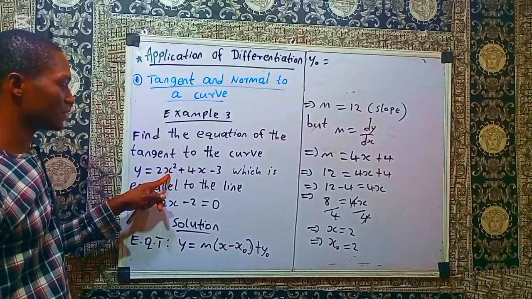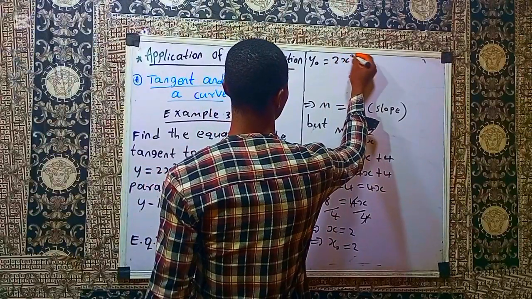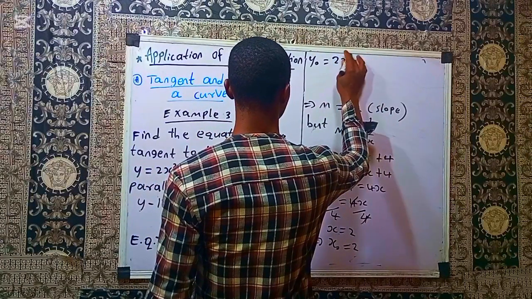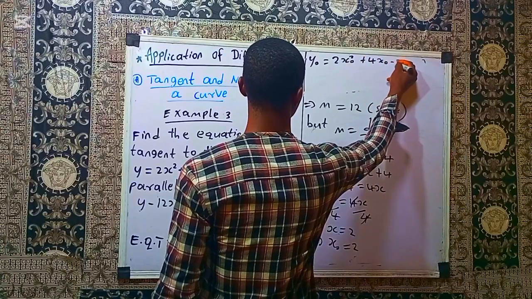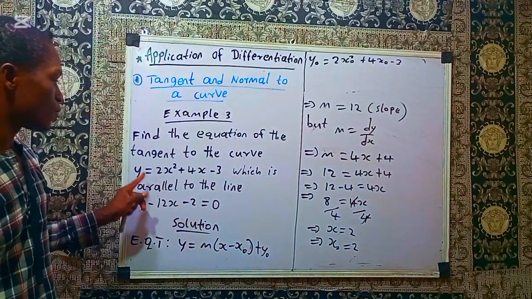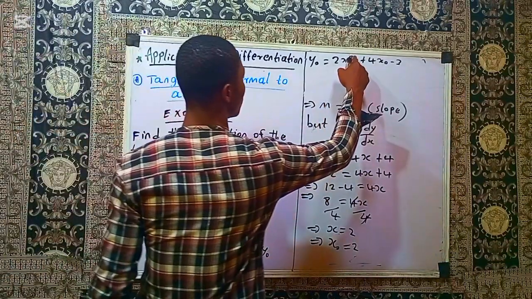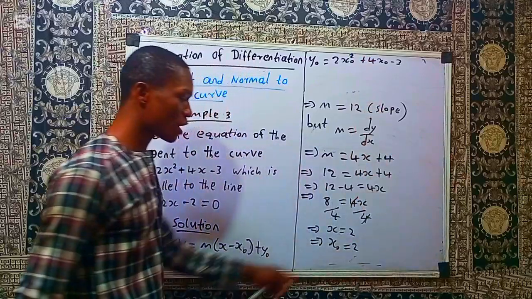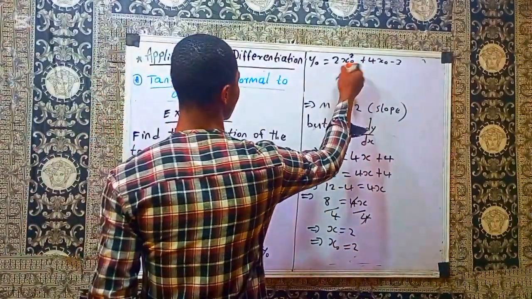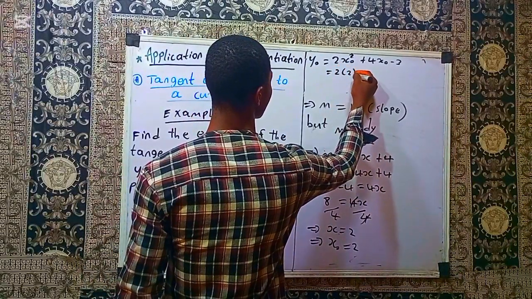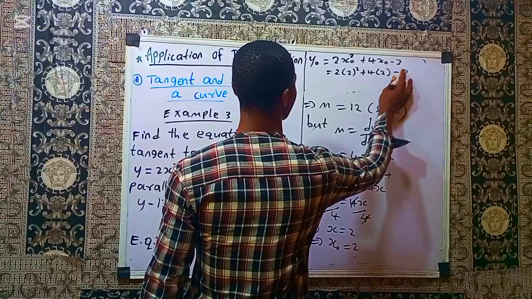So if you put x naught for x here, y naught will be 2x naught squared plus 4x naught minus 3. So for you to get y naught, you put x naught. But what is our x naught? We have calculated our x naught to be 2. So we are going to substitute x for 2 here. This will be equal to 2 into 2 squared plus 4 into 2 minus 3.